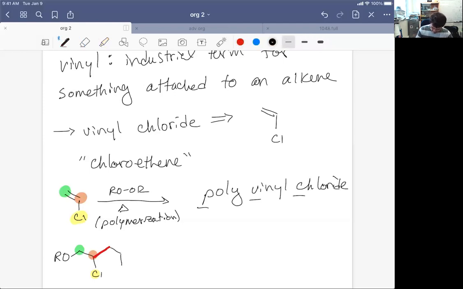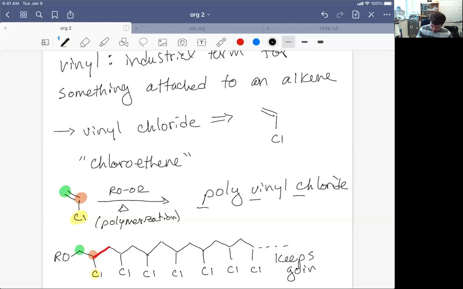And that's going to build a chlorine atom, which is going to bond to another vinyl chloride unit. And you get this sort of arrangement. This is just like what we drew last time, but it has a chlorine atom in place of the R group.